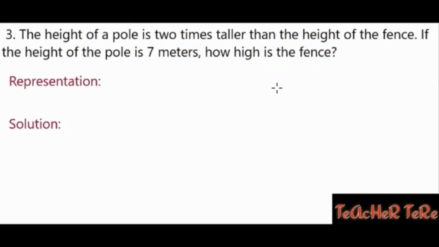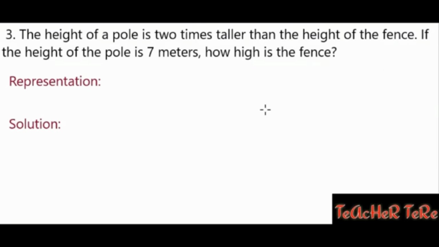This is another word problem. Let's have number 3. The height of a pole is 2 times taller than the height of the fence. If the height of the pole is 7 meters, how high is the fence? First, you have to check which one is taller. Sabi niya, the height of the pole is 2 times taller. Mas mataas daw yung height ng pole. It is 2 times taller than the height of the fence.